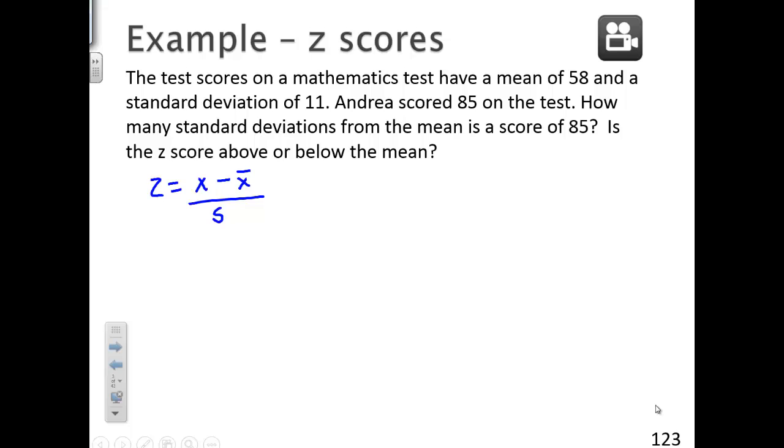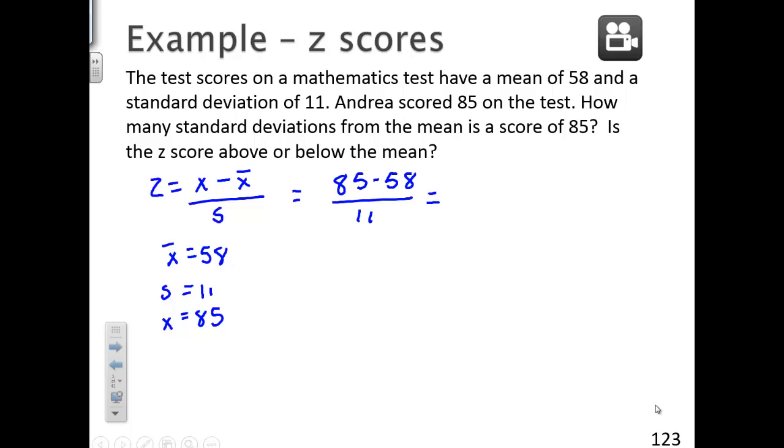What I like to do on these problems is to write down everything we're given. So it says the test scores on the math test have a mean of 58 and a standard deviation of 11. Andrea scored 85 on a test, so her data value is 85. That should not have a bar on top. How many standard deviations from the mean is a score of 85, and is the score above or below the mean? So finding the z-score, we'll have the data value, subtract the mean, and divide by the standard deviation.